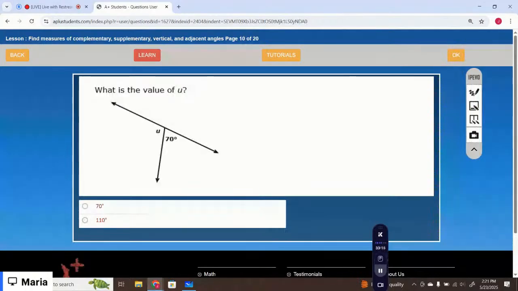What is the value of U? U plus 70 degrees equals 180. So the value of U is 110, since 110 plus 70 equals 180. Option number two is the correct option.